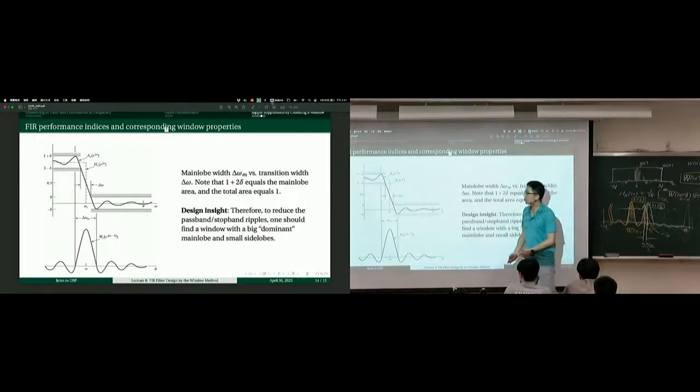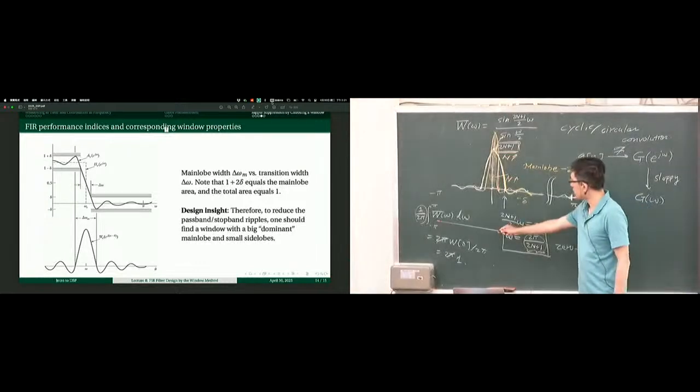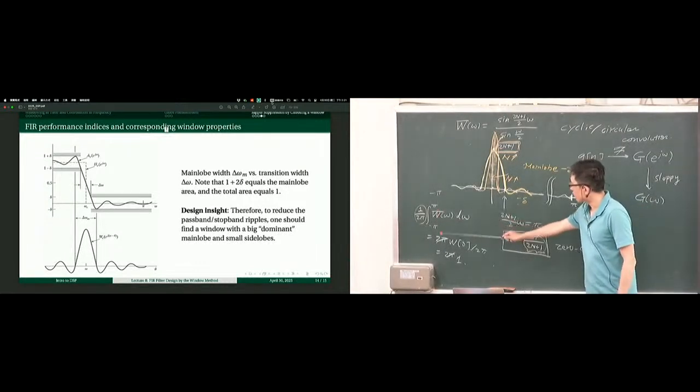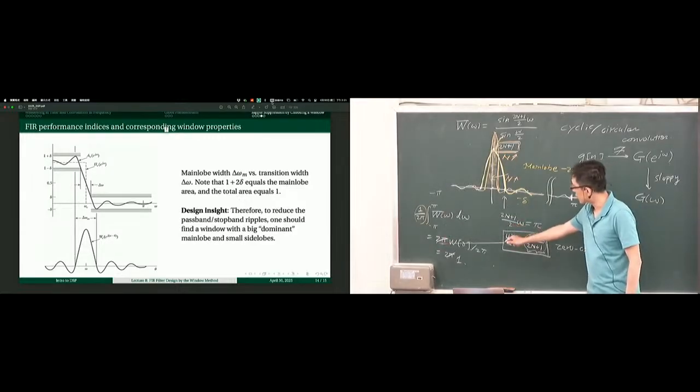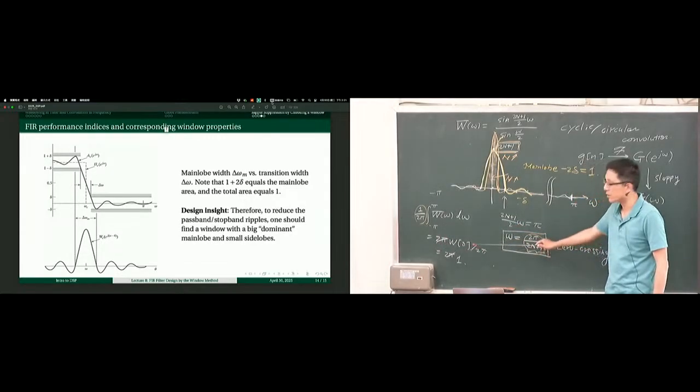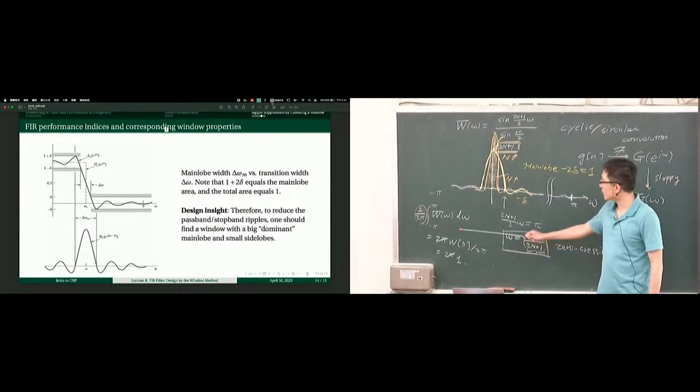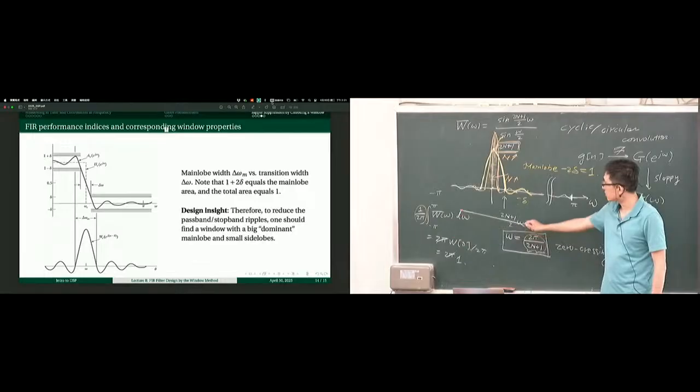Or should I say it's actually 2 pi? The entire area, if you integrate big W for the entire period of 2 pi, turns out to be equal to 2 pi times W0 in the time domain. This is applying the formula for inverse Fourier transform. Going back from frequency to time, inverse Fourier transform tells you that the entire area is actually 2 pi.